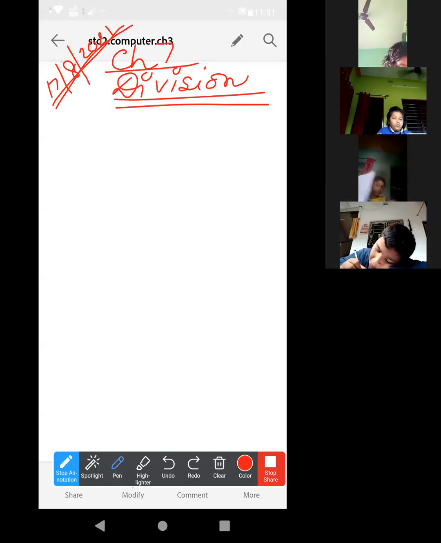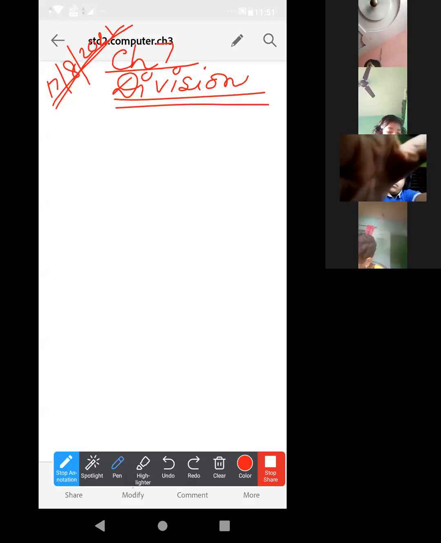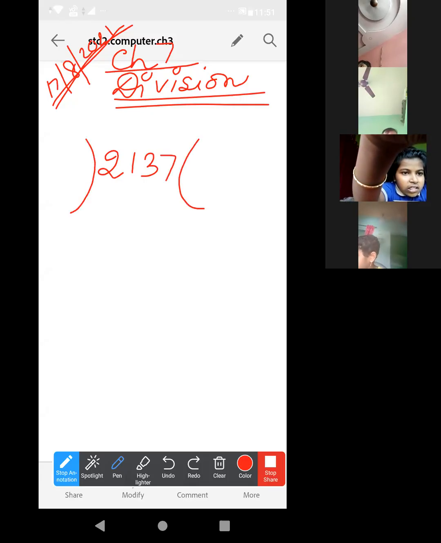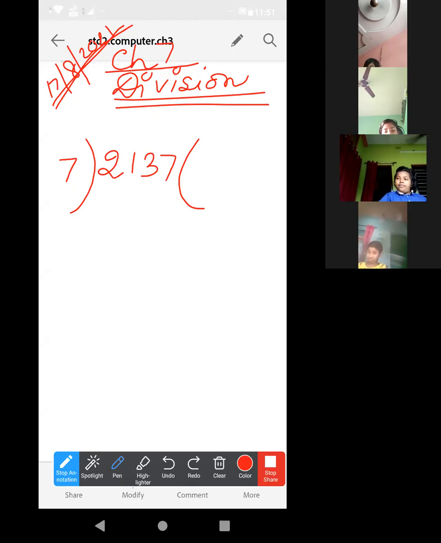Now, what you have to do? Normally division. If we are dividing any number, suppose let us take a number 2137. Write this one. We are dividing it by 7. Just write the number in your copy. Now it will be 3 sevens are 21. Normal division, so you know.